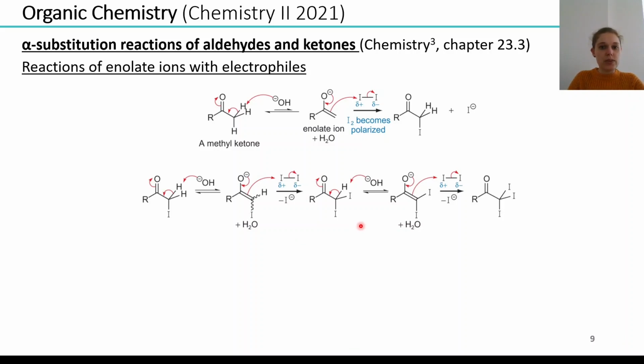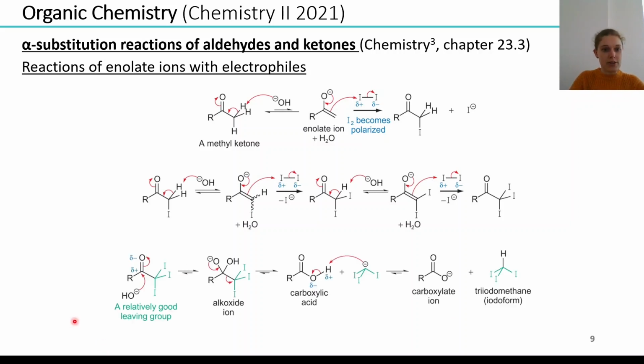Then we have two iodine substituents at the alpha position, and as both iodine atoms have a strong minus I effect, the remaining hydrogen at alpha position is now even more acidic than before. Accordingly, another round of the reaction cycle starts. So again, we start with the deprotonation of the remaining hydrogen in alpha position. Then we form an enolate ion and water. An iodine molecule approaches again, and we have a nucleophilic attack of the carbon-carbon double bond on this polarized iodine molecule, and we will end up with the tri-substituted ketone. And then the reaction is still not yet finished.